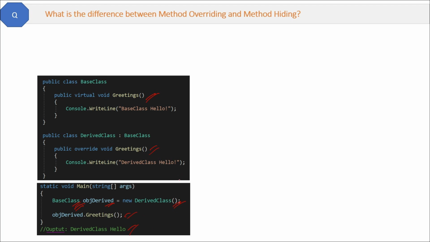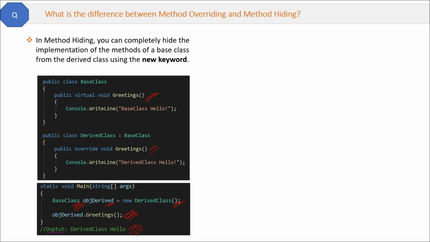So in those kind of scenarios, if you will call this greetings method, then it will call derived class method because this is expected from overriding, right? This is overriding to override the base class method. Now what is method hiding? In method hiding, you can completely hide the implementation of the methods of the base class from the derived class using the new keyword. Now let me show you the code.